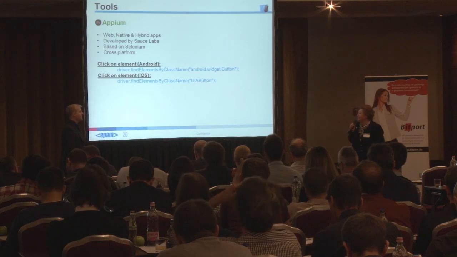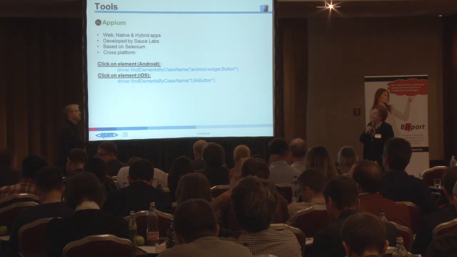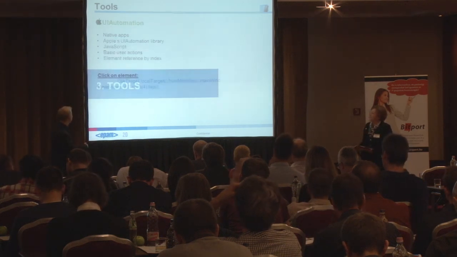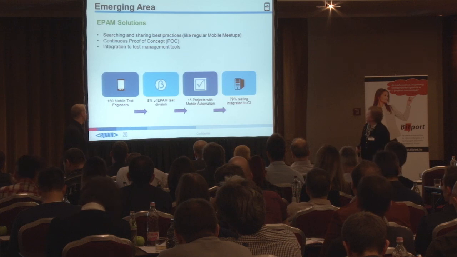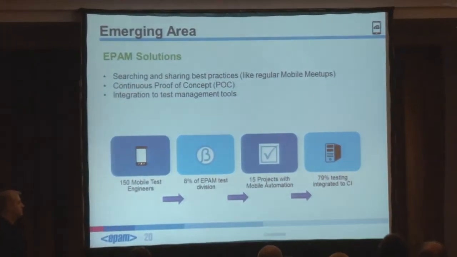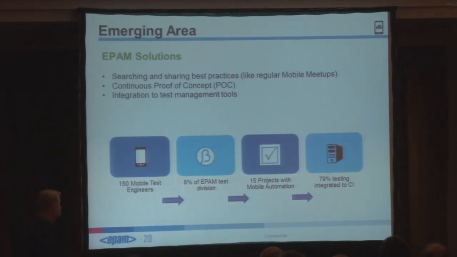Well, it depends on the project. Of 100 people, how many work on testing and QA? Let me recall. There are some numbers. Let me go back. These are numbers from last year, and I think they kind of doubled, because I know that already in Hungary we have 3 or 4 more projects with mobile automation. And I know that the number of mobile testers has increased as well. So what I know is 8% of the EPAM test division are mobile testers, or were last year. I think it's around 15% now.